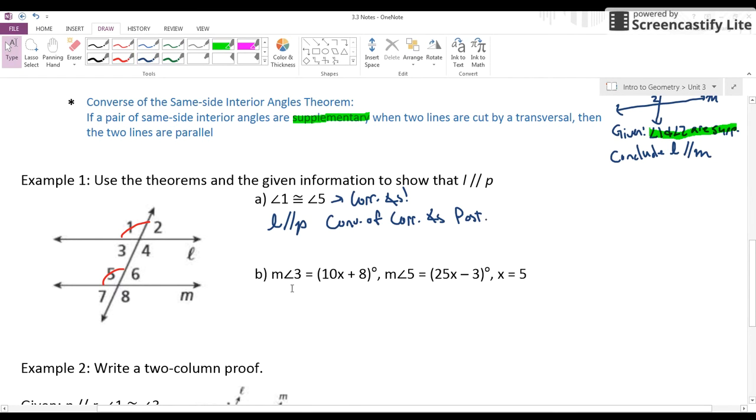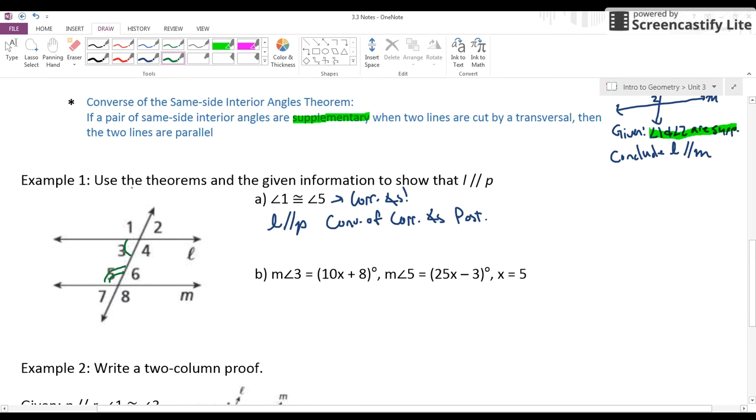This one's got a little more work to go with it. So let me just erase my marks here since we're not looking at 1 and 5 anymore. Okay. Now we're going to look at angle 3 and angle 5. And we're going to use that information when x is 5. Well, remember again, look at the angle pair relationship first. So if it helps, you can do what I'm doing here. I'm going to highlight my angles, angle 3 and angle 5. It doesn't say they're congruent, so I don't want to mark them as congruent.